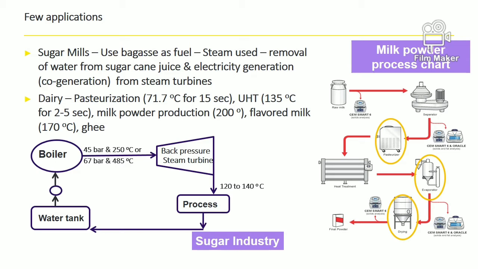In dairy applications, pasteurization is carried out at 71.7 degrees centigrade for 15 seconds. Ultra high temperature heating is used to increase the shelf life of milk products, which is at 135 degrees centigrade and for 2 to 5 seconds. Also, milk powder production as well as flavored milk production is carried out at different high temperatures. This all requires process boilers.